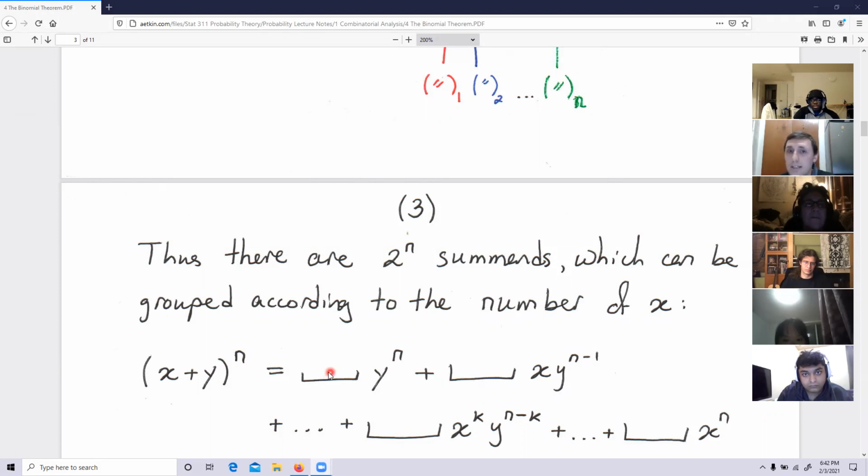What about the next situation? How many ways are there to get X times Y to the power of N minus 1? You see, I'm grouping patterns where there was one contribution of X and the rest were contributing a Y. How many such patterns are possible?